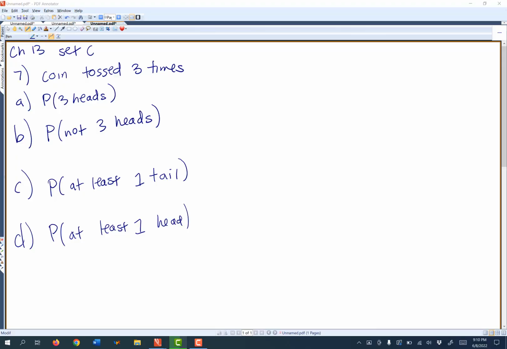This is chapter 13, set C, number 7. It tells us a coin is tossed 3 times. Part A says find the probability of getting 3 heads.